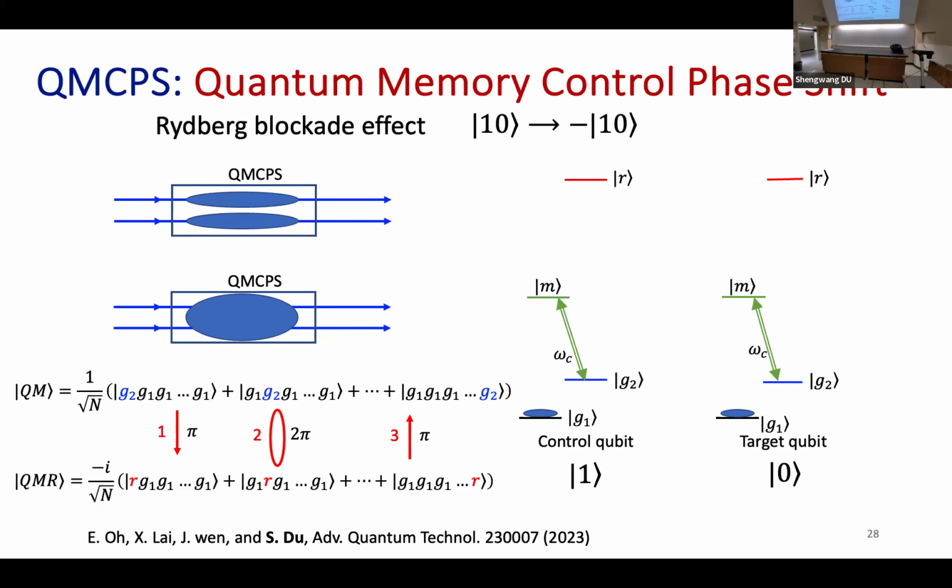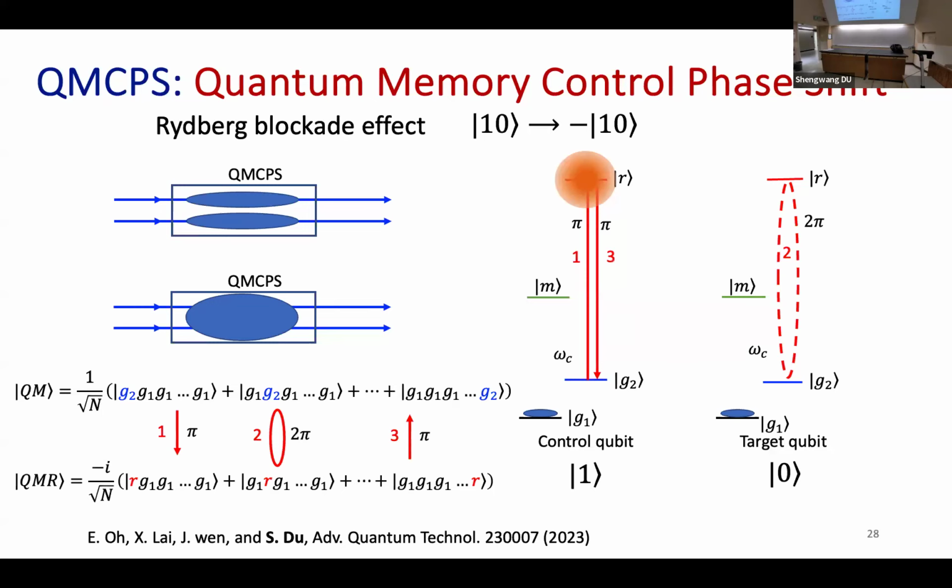Now let's assume the input is 1, 0. We have one photon coming in, and we excite the atom here. Now you apply a pi pulse, and you get a rainbow state. Then you apply a 2 pi pulse, but there's no atom here, so this 2 pi pulse does nothing. Then you apply a pi pulse to bring this atom back. Equivalently this is a 2 pi, so you get a negative sign here. So 1, 0 becomes negative 1, 0.